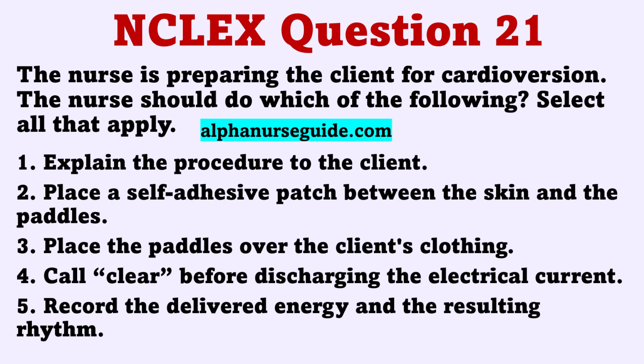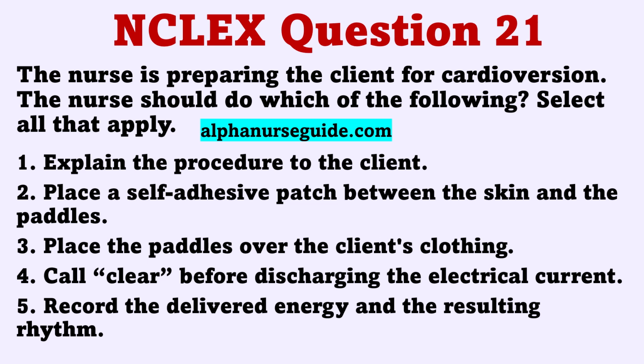The nurse is preparing the client for cardioversion. The nurse should do which of the following? Select all that apply. 1. Explain the procedure to the client. 2. Place a self-adhesive patch between the skin and the paddles. 3. Place the paddles over the client's clothing. 4. Call clear before discharging the electrical current. 5. Record the delivered energy and the resulting rhythm.